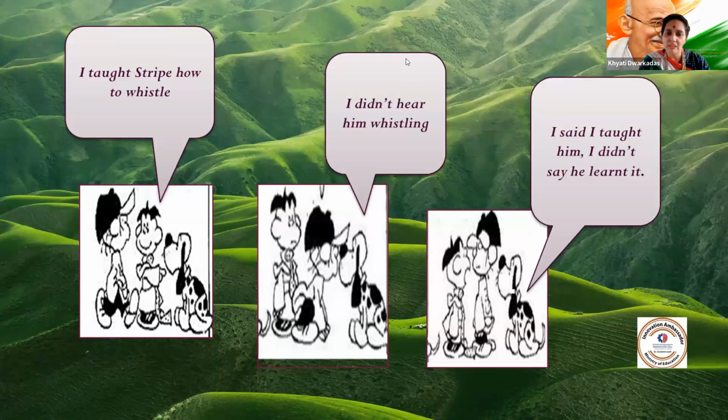So here you can see, there's a cartoon in front of you. The teacher says, I taught Stripe how to whistle. And the friend says, but I didn't hear him whistling. And the teacher says, I taught him how to whistle. I didn't say he learned it. So is this teacher-led or student-led?